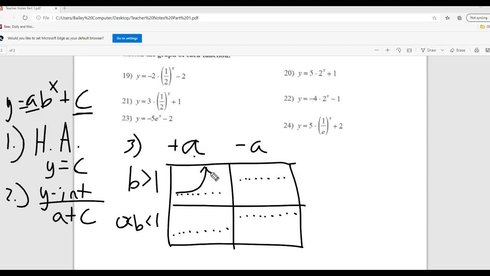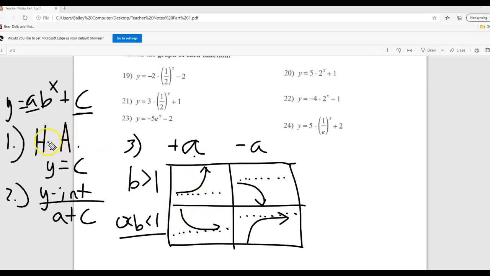Now, if your A is negative, it's like you're taking that picture there and flipping it upside down. In the case where B is between 0 and 1 with a positive A, your graph actually goes down, it decreases as we move to the right instead of increases. And then, of course, if you have a negative A, that just flips it over, so it looks more like that. Okay, so there's our three-step process.